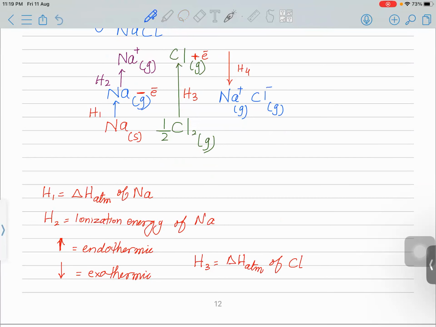Yes. Yes, Alia? Yes, sir. Yes, fine. Because both are gaseous ions. Now they form an ionic bond. This is called NaCl solid.